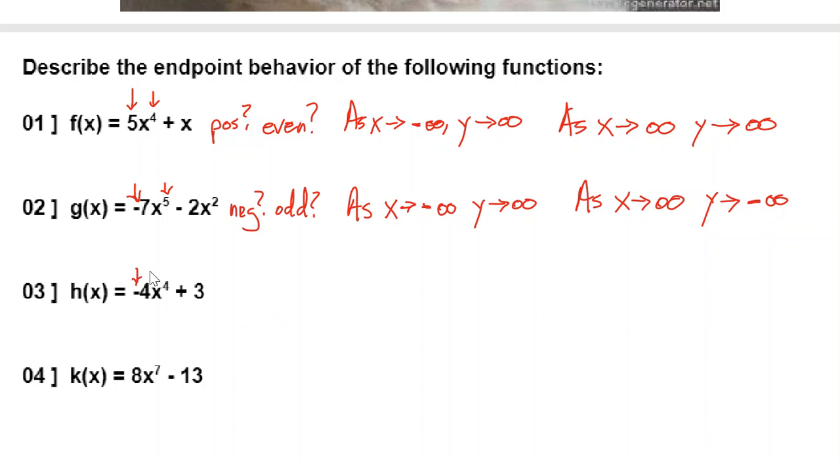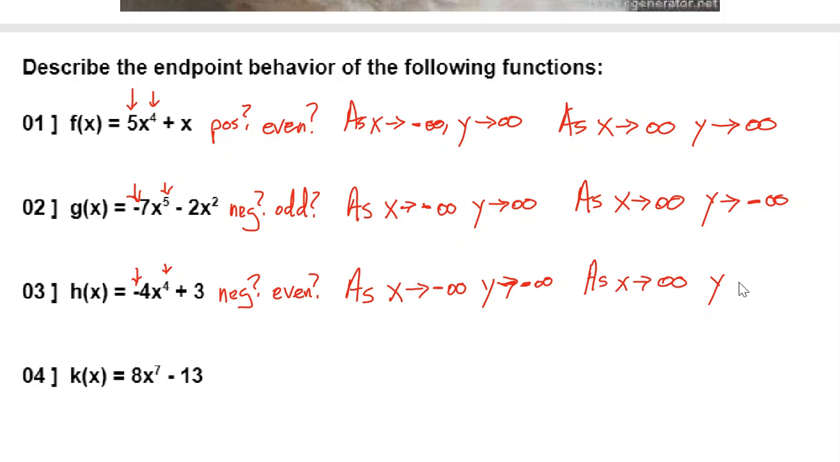Okay, here we have a negative and an even. Which means that as x is approaching negative infinity, y is going down. And as x is approaching positive infinity, y is still going down.